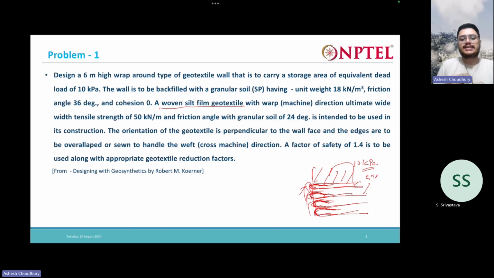Orientation of the geotextile is perpendicular to the wall face, and the edges are to be overlapped or sewn to handle the weft direction. Like this it is placed, and in this direction it is shown like this, right? Obviously you have to sew the geotextile here like that. We will see that later. The factor of safety of 1.4 is to be used along with appropriate geotextile reduction factors. Okay, fine.